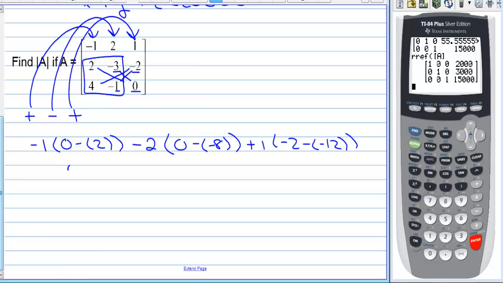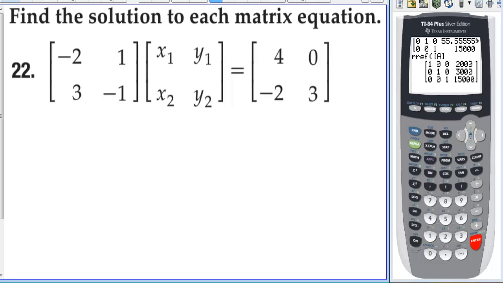So we have 2, that'll be minus 16, and it should be plus 10, right? Because negative 2 plus 12 is 10. So negative 14 plus 10, and it actually is negative 4. That is the answer. Any questions? All right, last one.